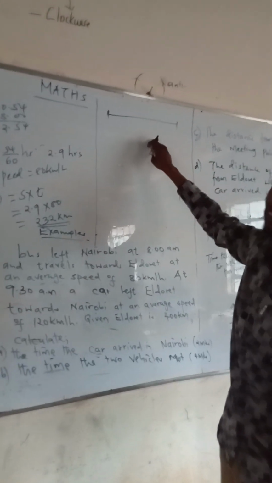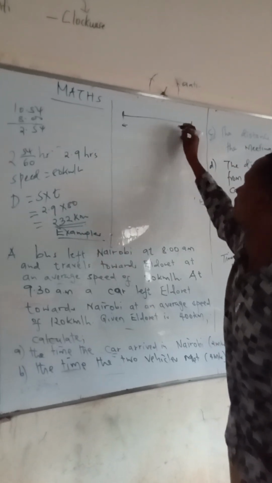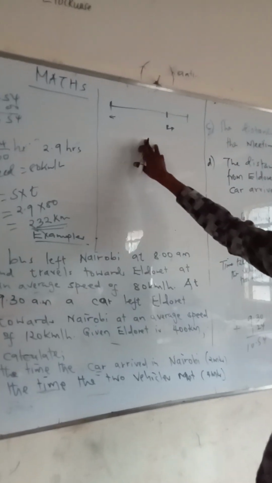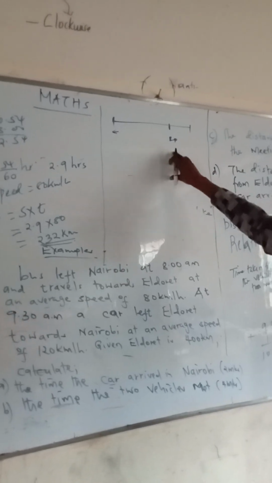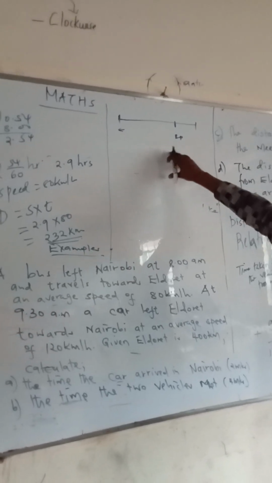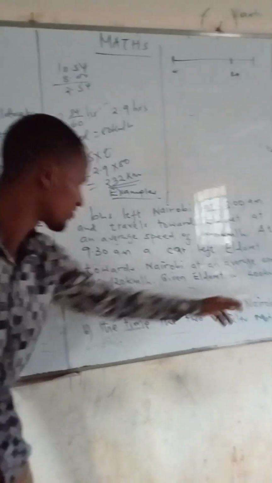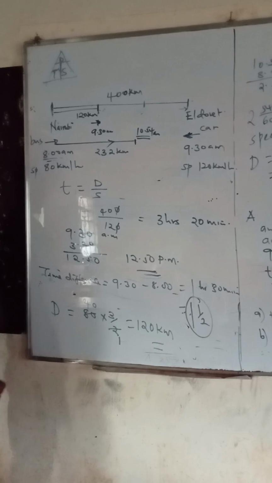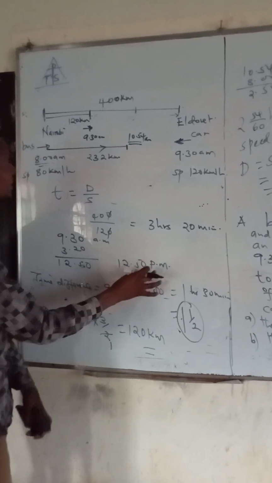So of course the car will reach Nairobi first. Let us say this is the car reaching Nairobi, and this is the bus. The bus is still on the way because its speed is less, and it has to take a lot of time. Do you know the time that the car arrived in Nairobi? We calculated before. The time the car arrived in Nairobi was 12:50 p.m.